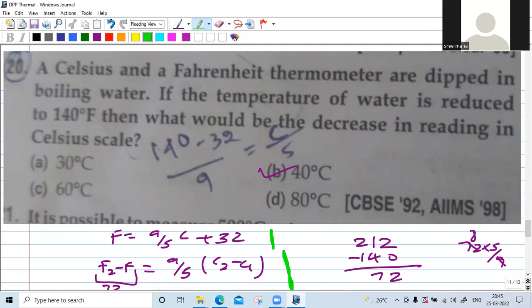How are F and C related? This relation, right? And there are two cases. So F2 minus F1 is 9 by 5 times (C2 minus C1). So the temperature difference in the Fahrenheit scale is 212 minus 140. So what is the corresponding temperature difference in the Celsius scale? This is the only step you have to follow.